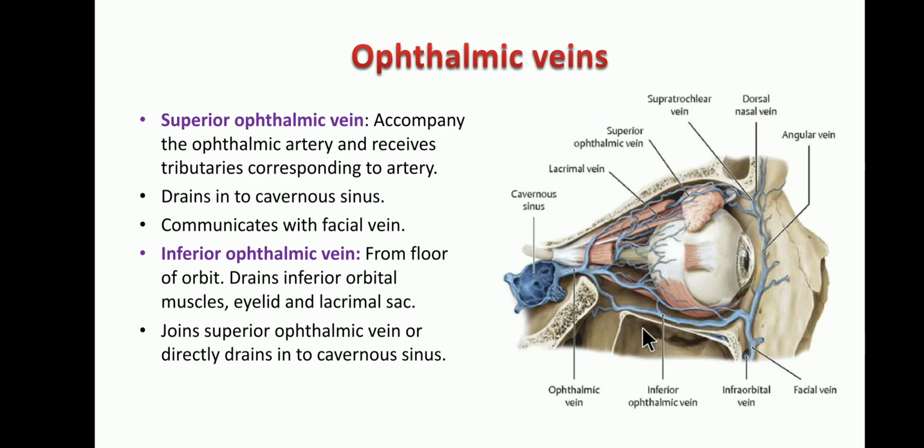The inferior ophthalmic vein from the floor of the orbit drains the inferior orbital muscles and the lacrimal sac, medially as you see, and then finally it might join the superior ophthalmic vein or drain directly into the cavernous sinus. So that is about the superior and inferior ophthalmic veins.